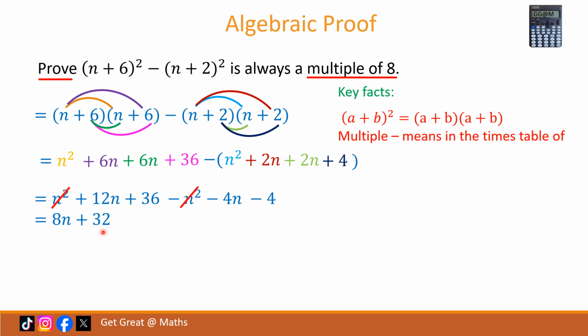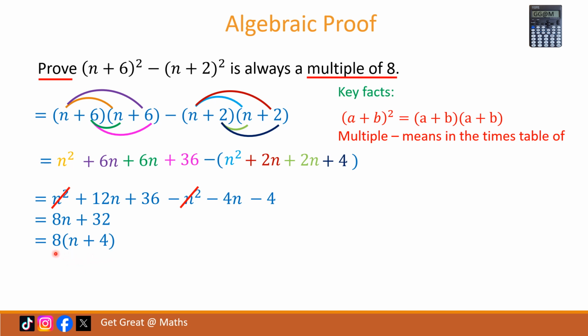From here, I can see that both of these numbers have got a factor of 8. So I'm going to factorise into two brackets. So 8 times n gives me 8n, and 8 times 4 gives me 32. So taking a factor of 8 out the front gives me 8 bracket n plus 4, because 8 times n gives me 8n, and 8 times 4 gives me 32.